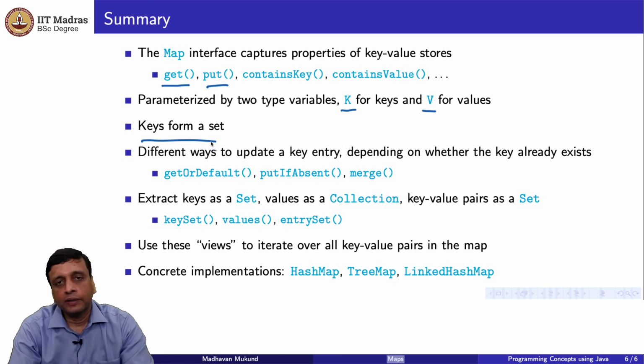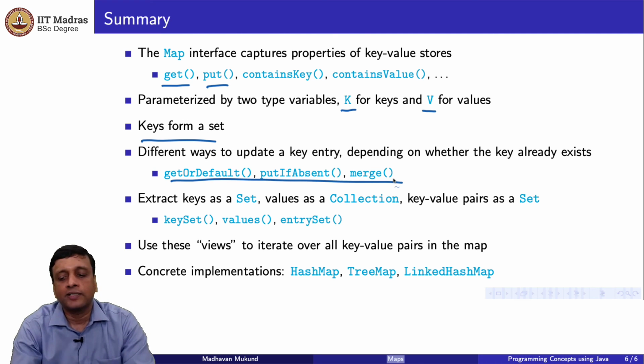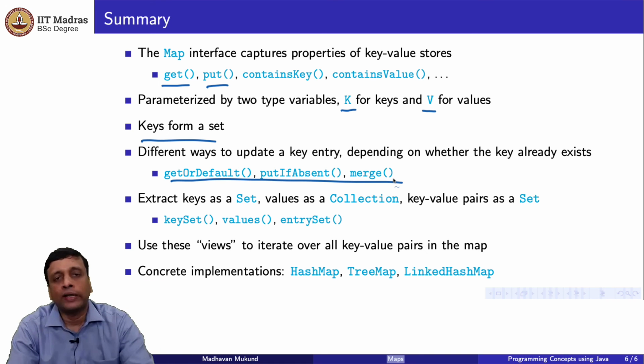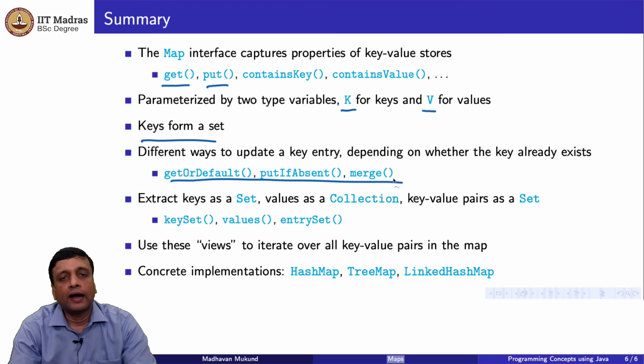Then one of the fundamental problems that arises when we update values in a key value store is to decide whether or not it's the first time we are assigning it or whether we are updating it. So we have different mechanisms which allow us, without explicitly querying whether a key is present or not, to actually get hold of these values and update them. So we have get or default, put if absent, and merge. And then, as in any reasonable key value store, we can extract out the collection of keys and values, and in this particular case even the key value pairs, using key set, values, and entry set.